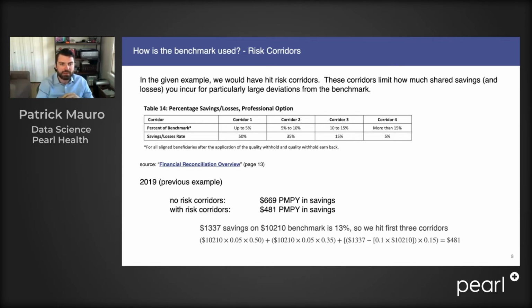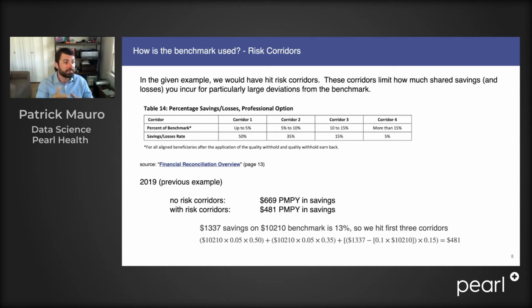An example here, so you can go into the financial reconciliation overview. That's one of those documents that's on the CMS website. Page 13 has this table here and CMS's examples and calculations. But in this example that we just looked at in 2019, we would have gotten $669 PMPY in shared savings. But with the risk corridor applied, we only get $481 PMPY. The worked example here goes through these equations, goes through the math. You can do that if you want to.